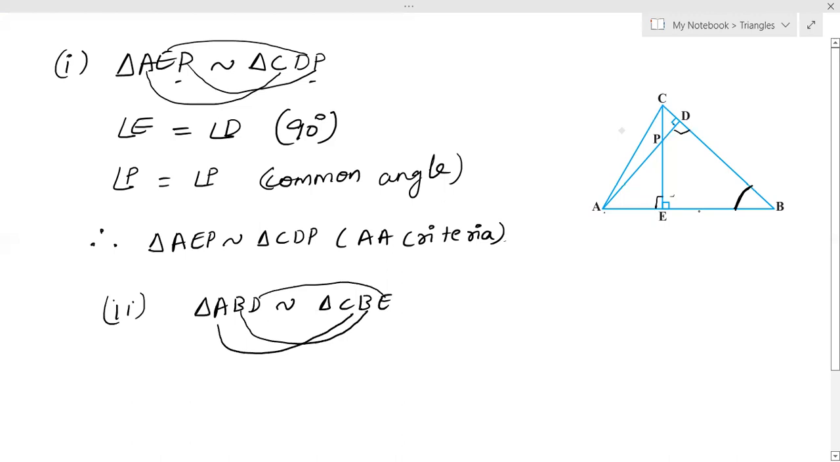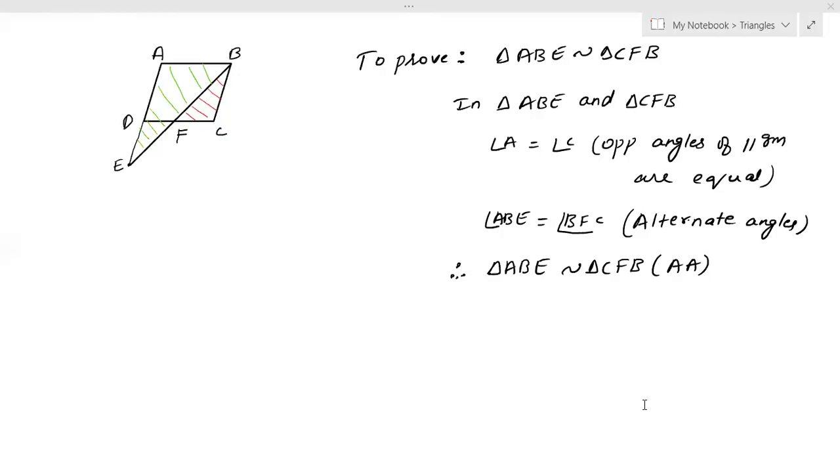Similarly, if we follow the same pattern for the next two sub questions, we can easily solve this. Let's get into the next question. Okay, students, next we're going to solve the eighth one. E is a point on the side AD produced of a parallelogram ABCD, and BE intersects CD at F. We have to show that triangle ABE is similar to triangle CFB.